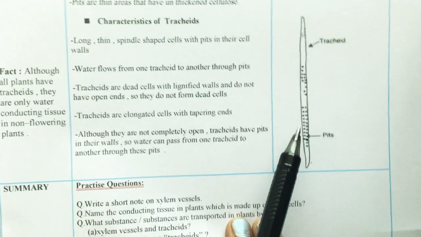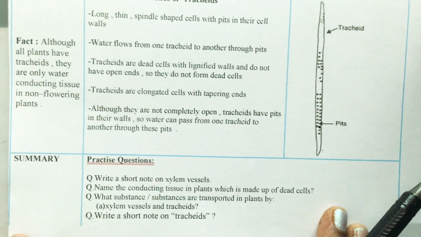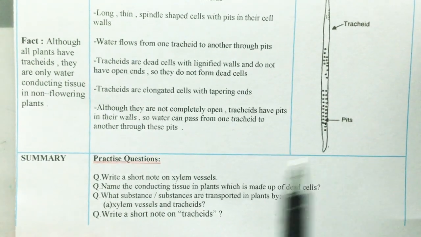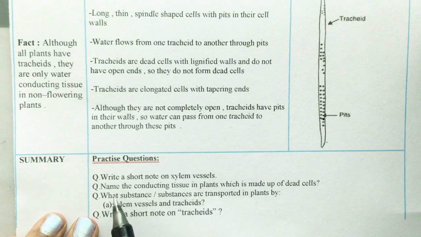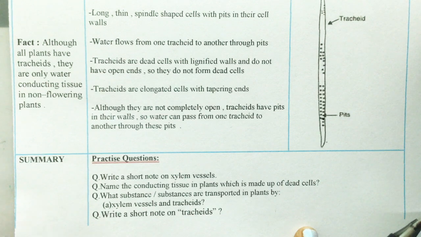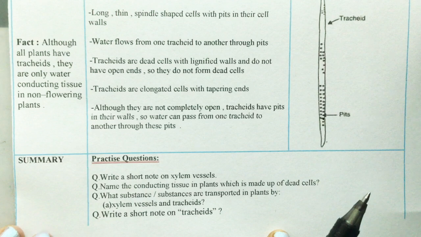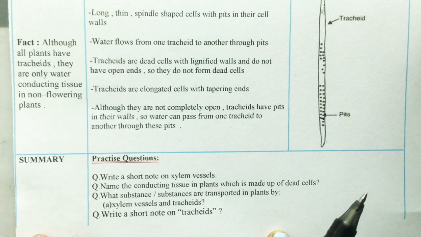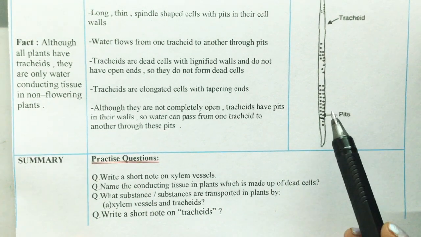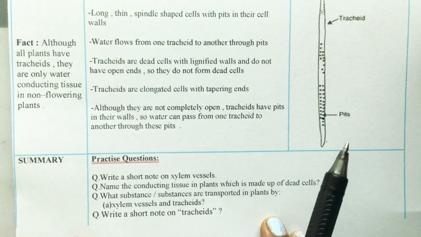Now, let us go to the next section, which is our practice questions. So, I have given a couple of practice questions. Write a short note on xylem vessels. Name the conducting tissue in plants which is made up of dead cells. What substance or substances are transported in plants by xylem vessels and tracheids? They can ask you also about phloem. Write a short note on tracheids, or sometimes you can just be asked, draw the labelled diagram of tracheid and explain its characteristics. Clear? So, please answer these questions.